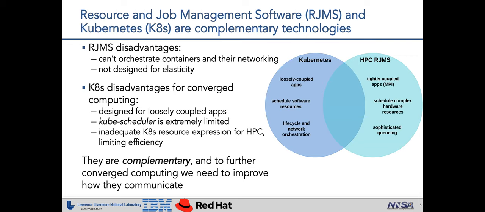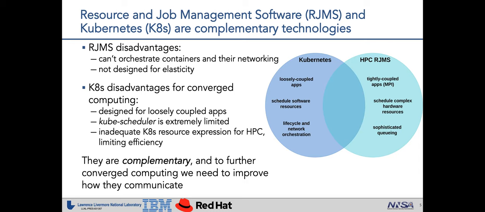From the RGMS side, resource and job management software really aren't designed to orchestrate containers and their networking. They can start and stop containers, but in terms of actually full lifecycle orchestration, declarative orchestration, and managing the software-defined networking, that's really not something they're designed to do. They're also not designed from the get-go for elasticity.